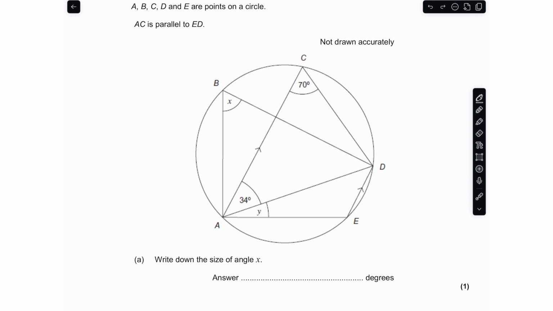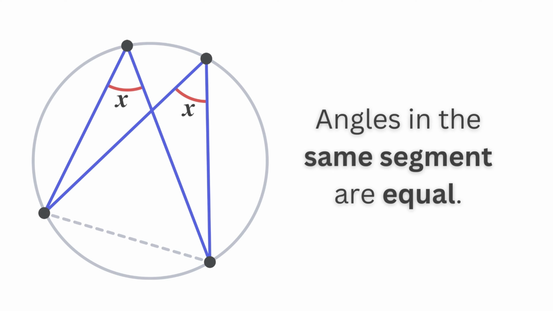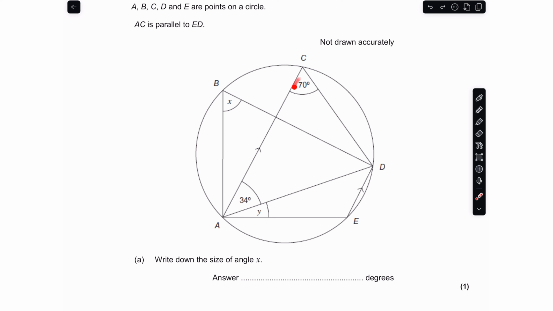The second question tells us that A, B, C, D, and E are points on the circle, and that AC is parallel to ED. Part A tells us to write down the size of angle X. So before I go ahead and do that, when we take a closer look at this question, we can see a bow tie is formed by connecting A, B, D, C, and A. One of the rules in circle theorems states that angles in the same segment are equal. That means angle X is simply 70 degrees.